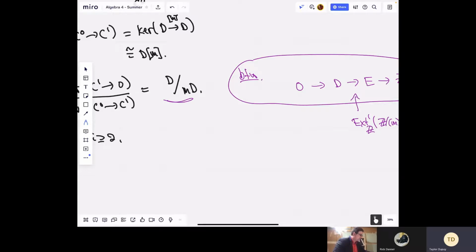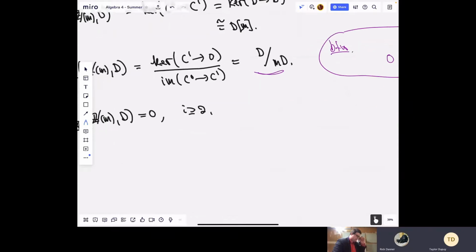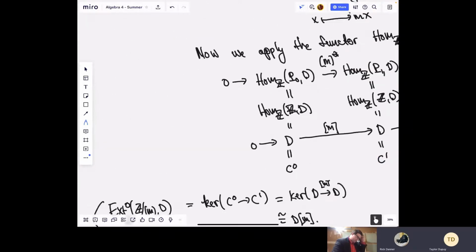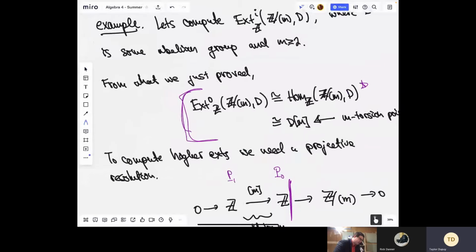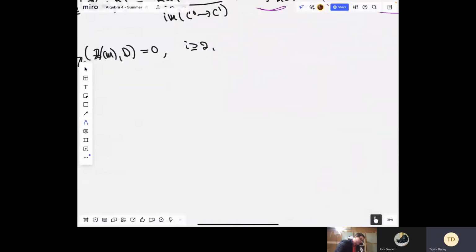Okay. I just saw that name, Baer sum, in a history of homological algebra by Weibel. It sounds interesting. Yeah, Weibel has a great book on homological algebra. I think it's the best book.